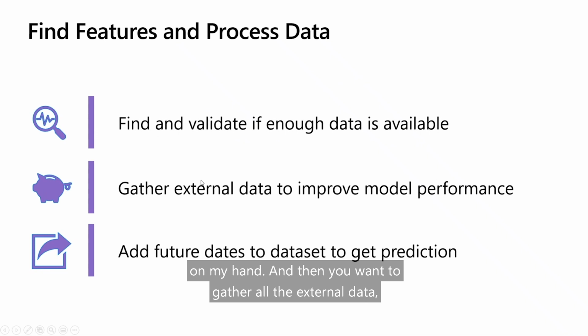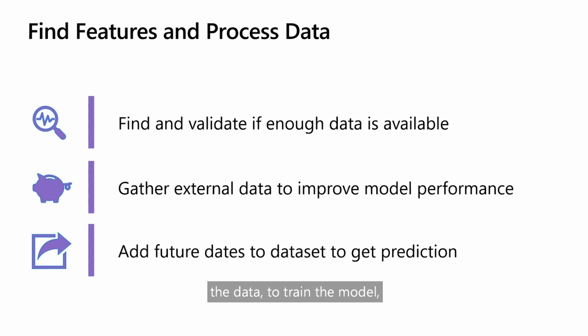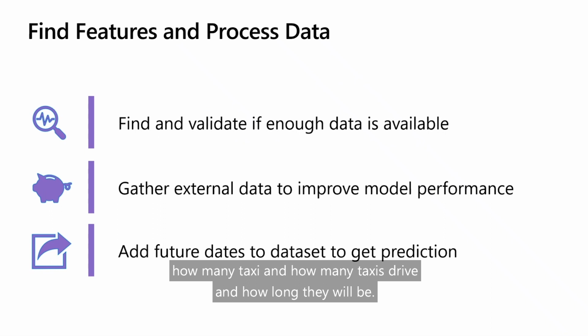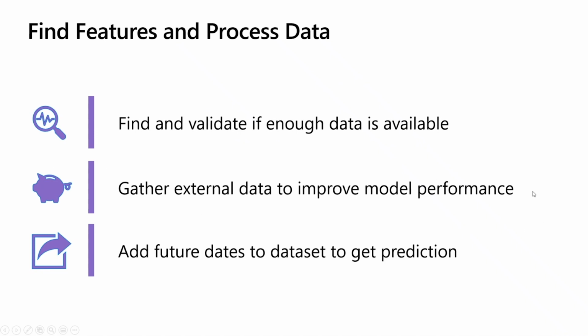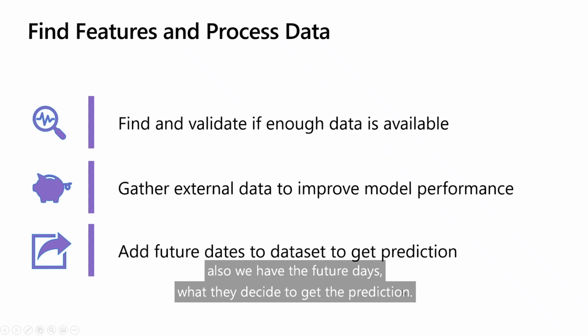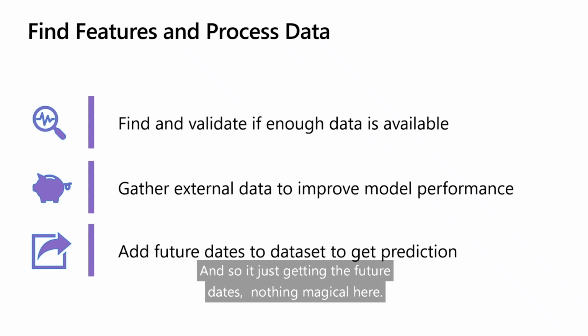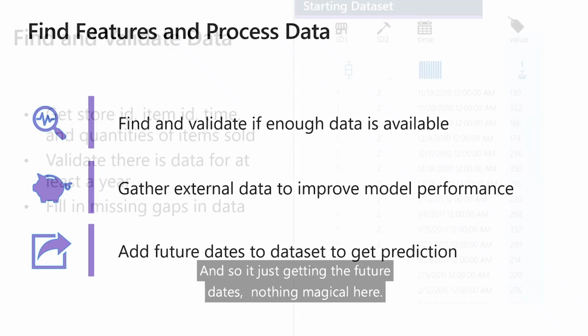And then you want to gather all the external data. Really popular is the weather forecast. Say for example, if you want to forecast your store analytics, you definitely will go to weather, right? And also, in data science and machine learning, we have long been using the New York taxi data to train a model: how many taxis, and how long the trips will be. And that data actually is severely affected by the weather data as well. We also have the future dates data set to get the prediction. It's just getting the future date, nothing magical here.